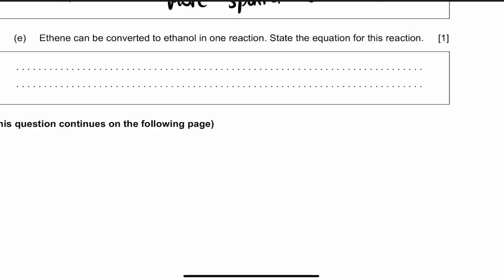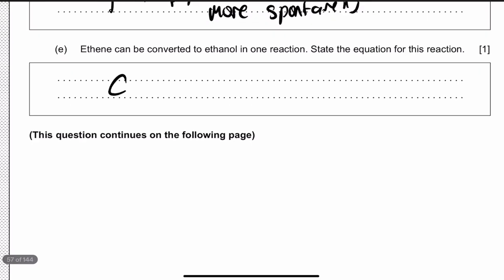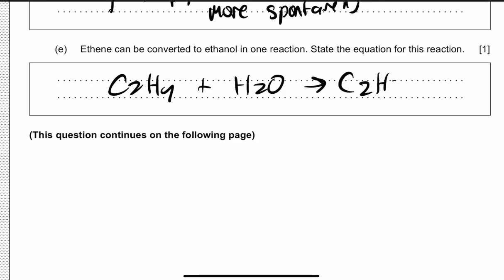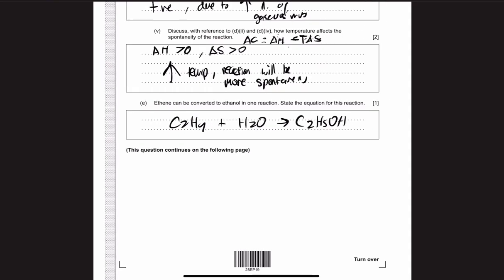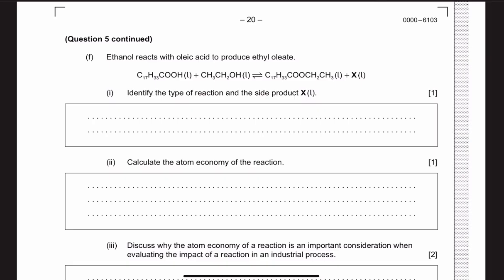Okay, ethene can be converted to ethanol in one reaction. State the equation for this reaction. Okay, it's a pretty standard equation. C2H4 plus H2O forms C2H5OH. Throw in the state symbols at your own discretion.